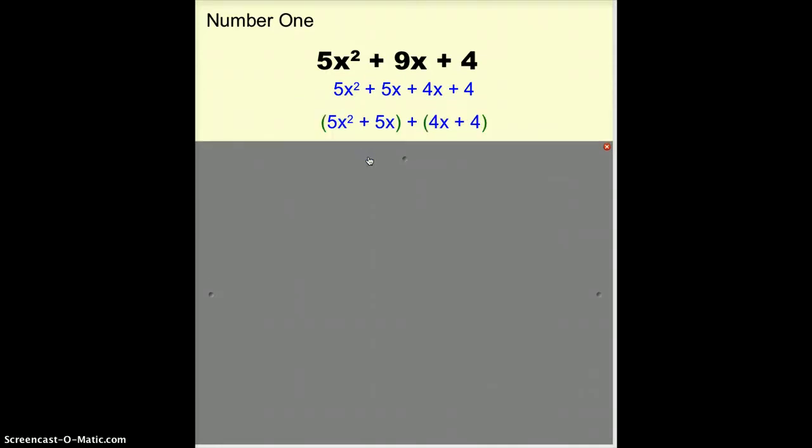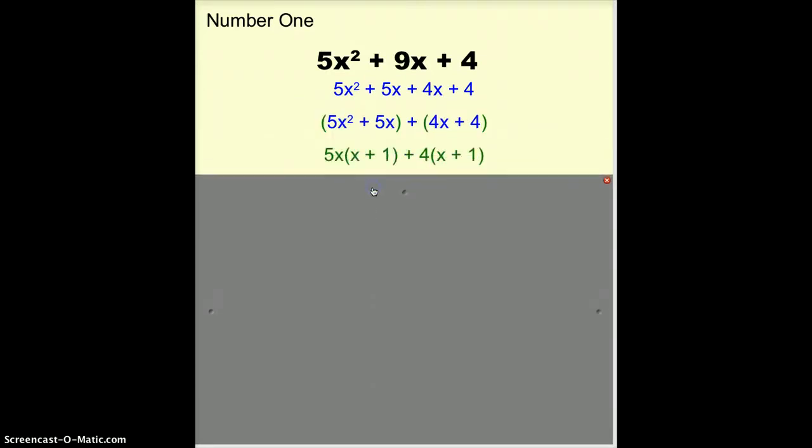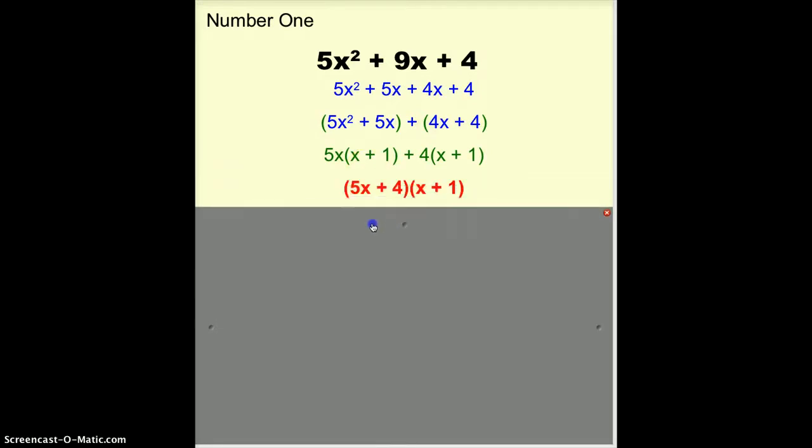Put your grouping symbols. Scale factor is 5x in the first set, leaving me with x plus 1, and 4 in the second set, leaving me with x plus 1. Your final factored form should be 5x plus 4 times the quantity x plus 1.